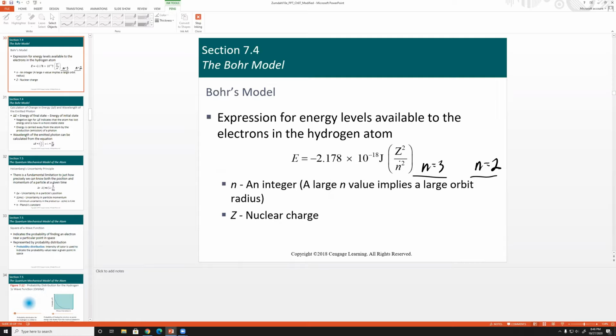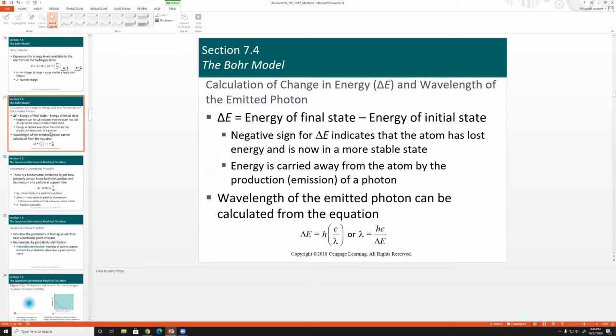But yeah, you put in n equals 2, n equals 3, and then you subtract them, and you can figure out the difference that way. Okay, so that's about it.